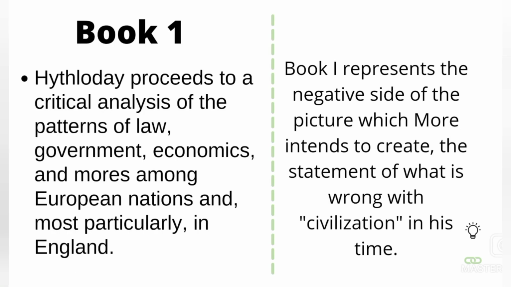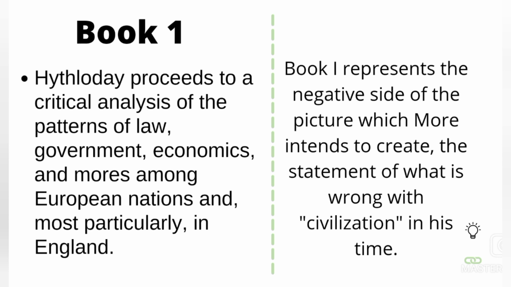Now, in book 1 of Utopia, we have a discussion among three characters: Thomas More, Peter Giles, and Raphael Hitloday. From their discussion, we get to know that the character Raphael Hitloday has deep understanding of the government of many nations, as he is a traveler and has traveled many countries. In their discussion, Hitloday talks about the condition of England of that time, which is not good for the nation, and therefore he gives his own suggestion how these problems can be resolved. So book 1 of Utopia represents the negative side of the picture which Thomas More intends to create.